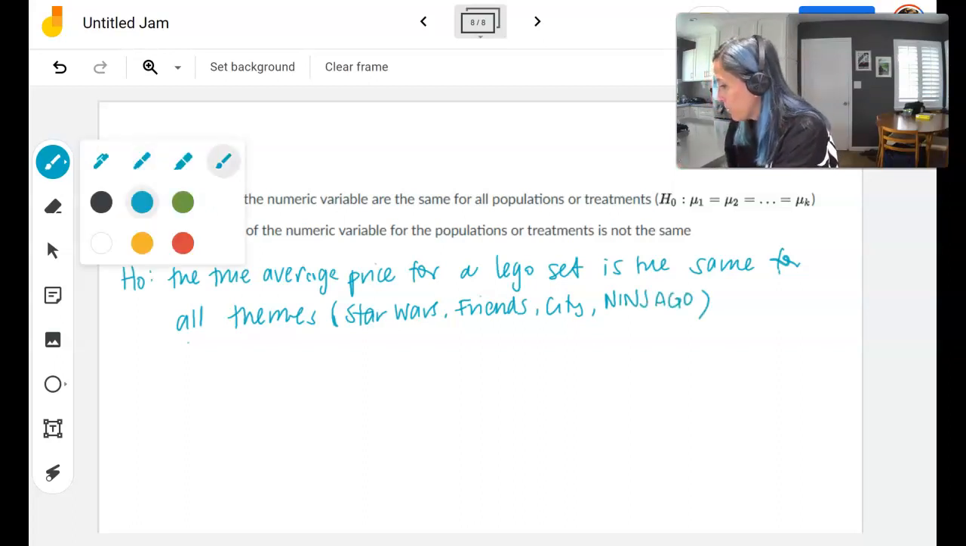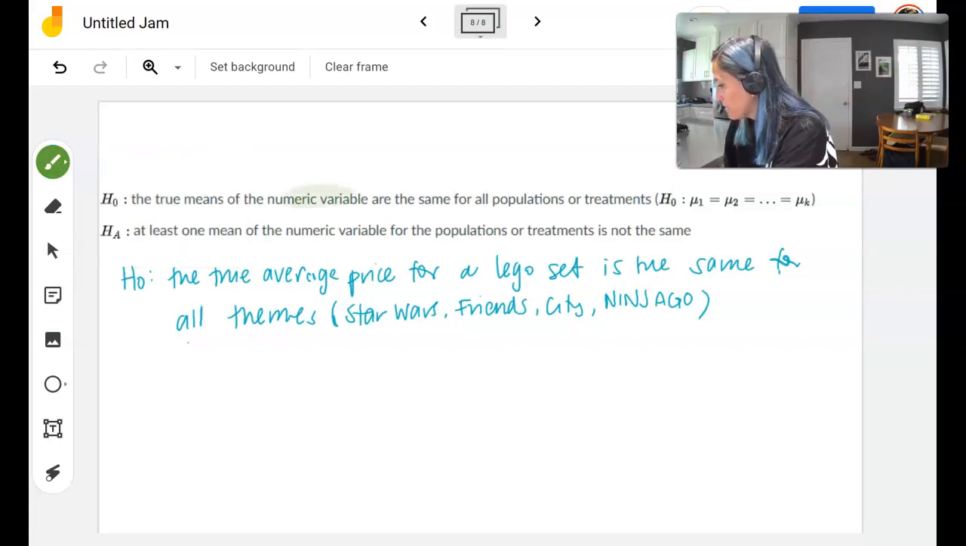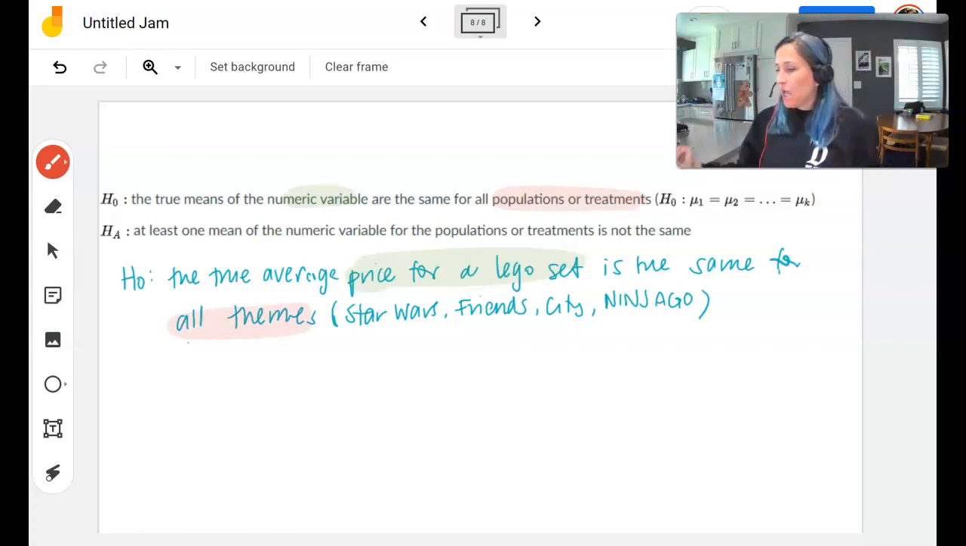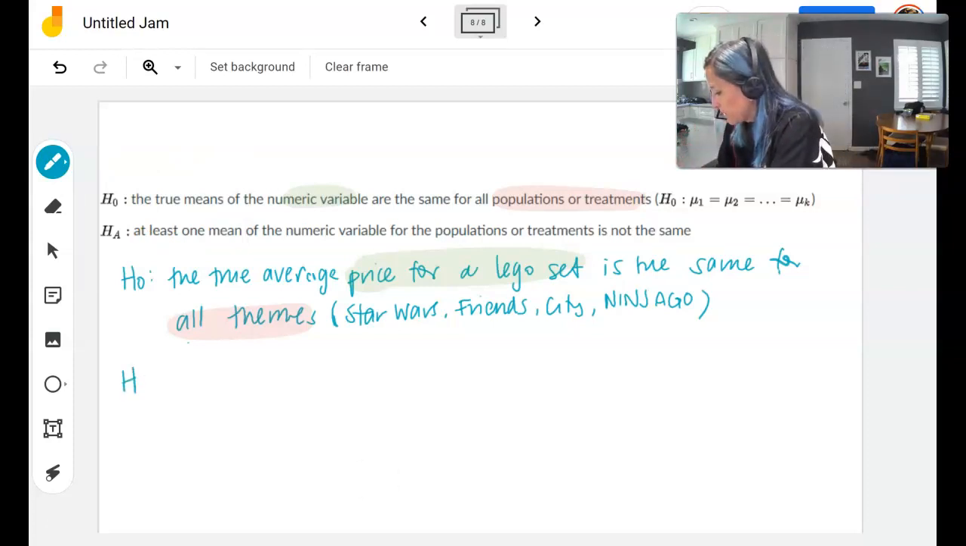All right, so you'll note we replace the numeric variable with what it is, price of a Lego set, and we replace the populations or treatments with what we were talking about, themes. Cool? And so our alternative is the same, except for difference. At least one of those means is different. And I'll just write that a little bit cleaner because my pen is hating me. At least one theme has a different average price.